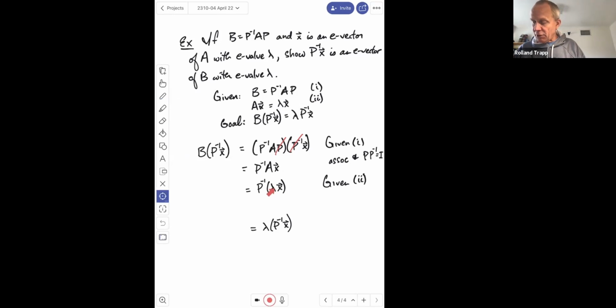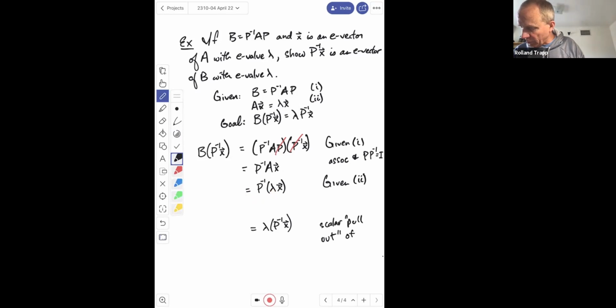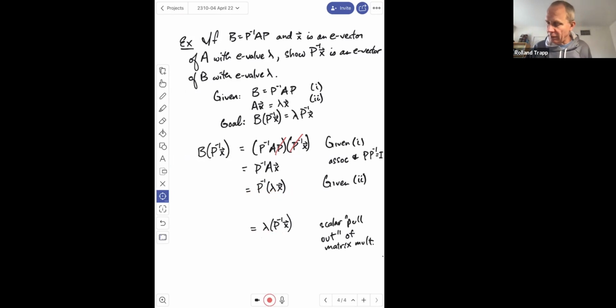But then the last thing you know is that if you have a scalar, you can pull it out. So scalars pull out, and that's not precise of matrix multiplication. And we're done. So the reason that this second to last row is equal to the last row is I just take the lambda and pull it past the P inverse.